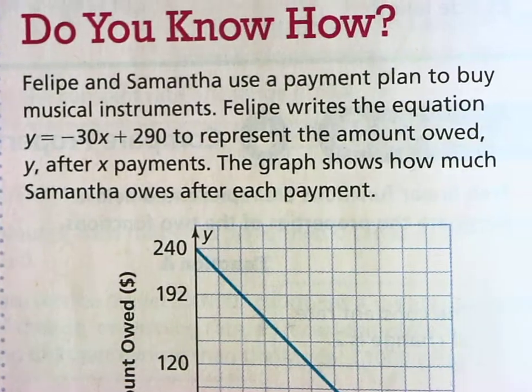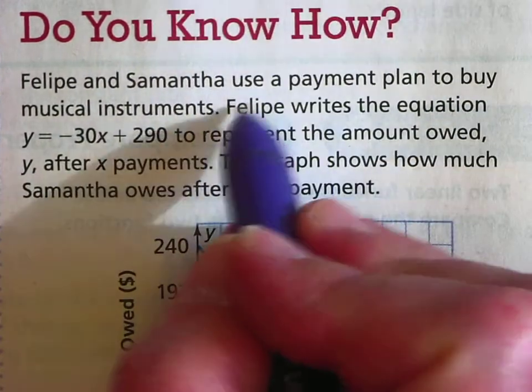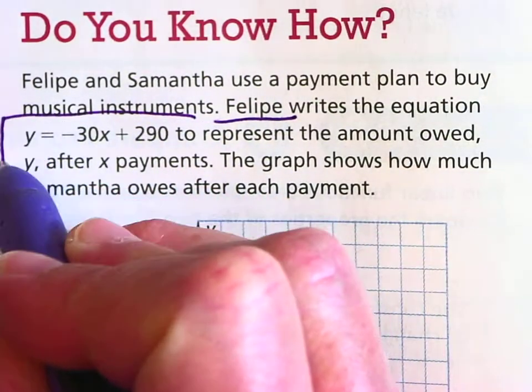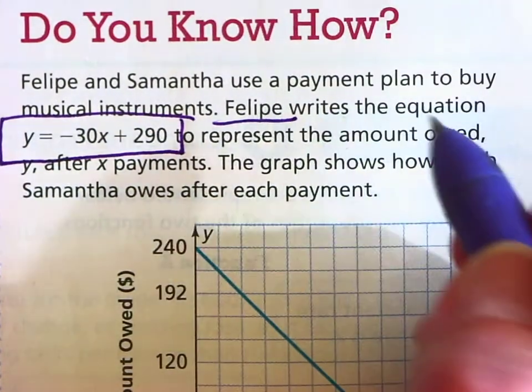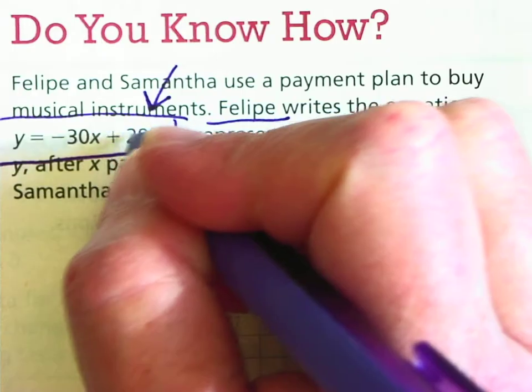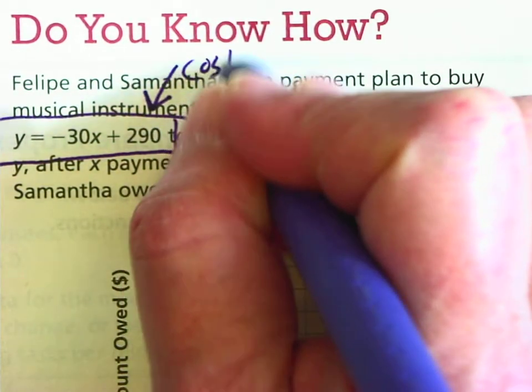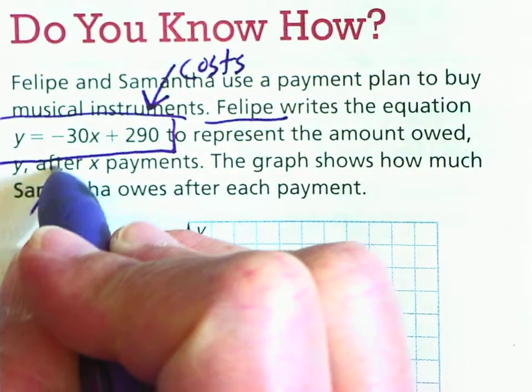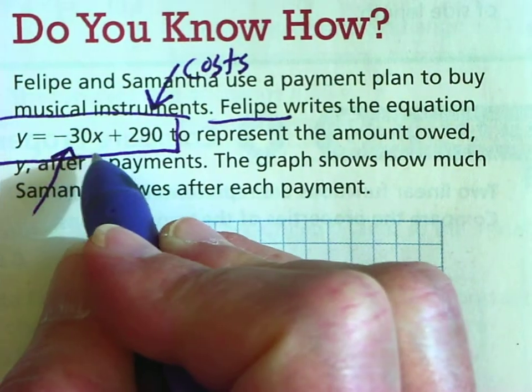Felipe and Samantha use a payment plan to buy musical instruments. Felipe writes his equation like this. So that means he owes $290. That's what his instrument costs. It costs $290 and he's paying $30 a month. That's what that part means.